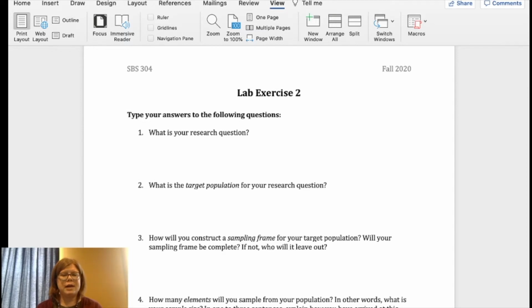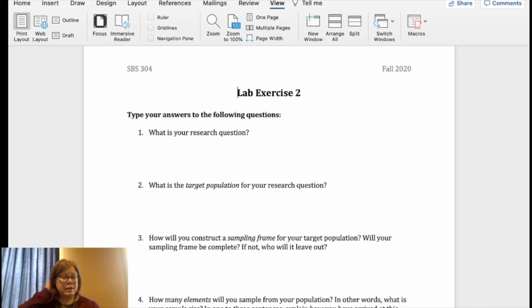So the second question asks, what is the target population for your research question? The target population is the group you want to be able to generalize to. So if your sample is a subset of your target population, then your target population is who you want your sample to represent. So if I wanted to survey students at Birmingham Southern College, I would draw a sample of about 100 students, which would be about 10% of the population, a little less. But my target population would be students at Birmingham Southern College.